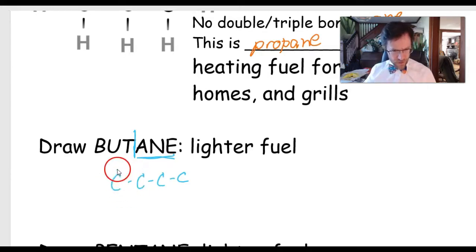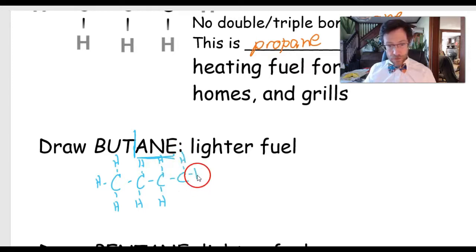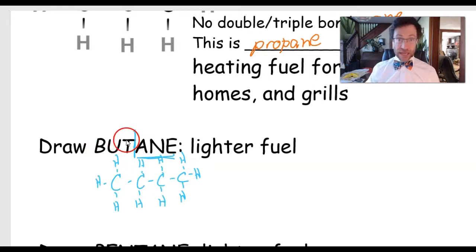This one has 1 right there. 2, 3, 4. This one, 1, 2 bonds. So that's 2, 3, 4. That one right there, it's got 2 bonds. 3, 4. This one right here, it's got 1 bond. 2, 3. Yeah, there you go. So there's butane. That's the gas in your lighter.